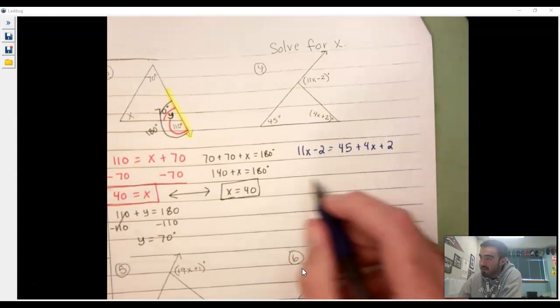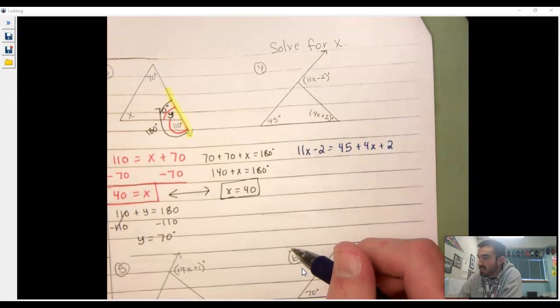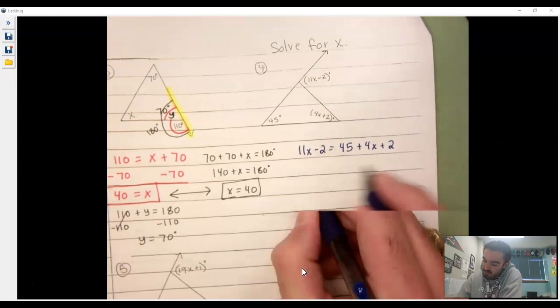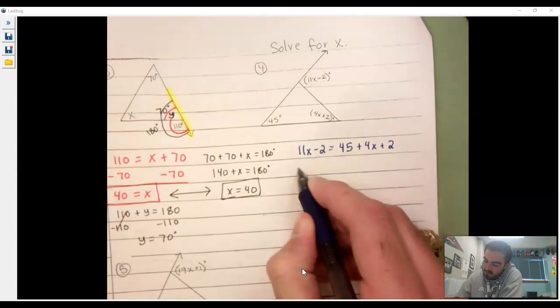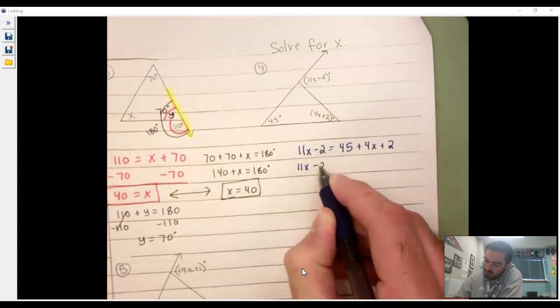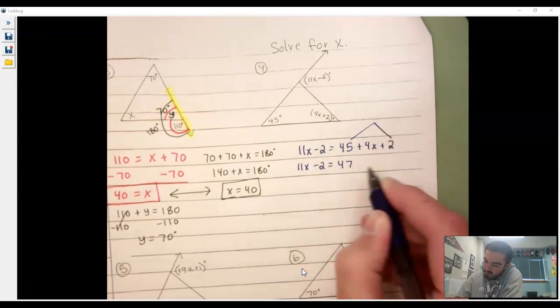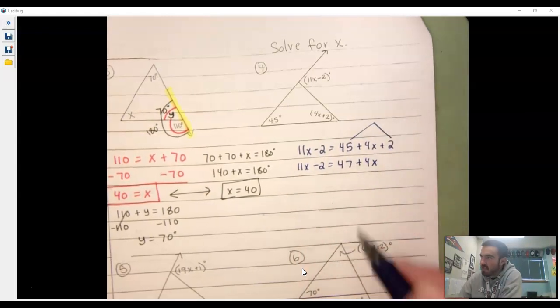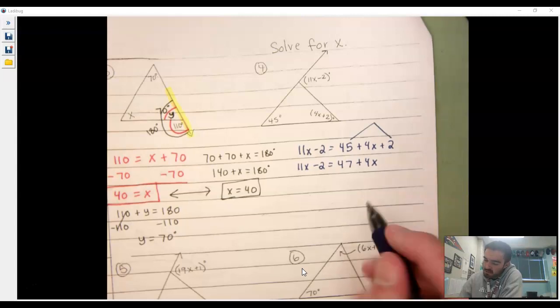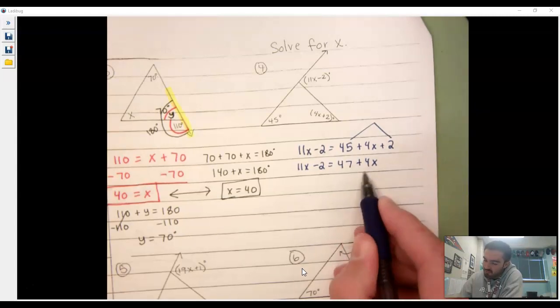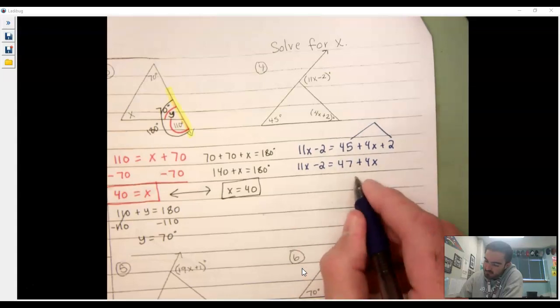All right, cool. Well, we've got a lot going on here with our x's and our numbers. But remember, our first step is always going to be to combine like terms. I can combine 45 and 2 to give me 47 plus 4x. And then I want x's on one side. So what I want to do is I'm going to bring this 4x over to this side by subtracting it.